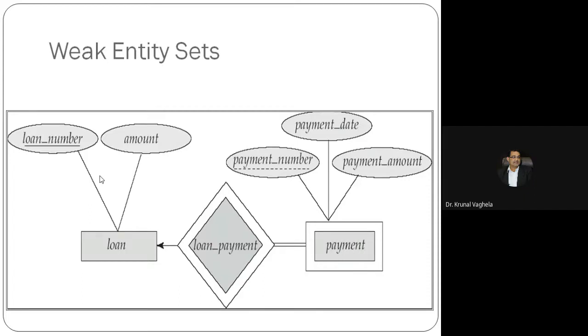One to many. A loan may have multiple payments. A loan will be having multiple payments. Yes or no? If I am taking a loan of $1 million, then I will repay it in installments. Means one loan, many installments. But is there any installment which belongs to multiple loans? This is my installment number 1 of this loan and this loan. Is it possible? One to many.